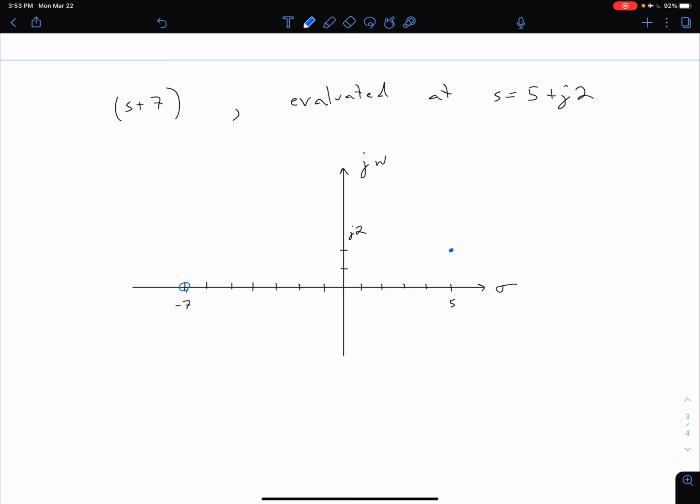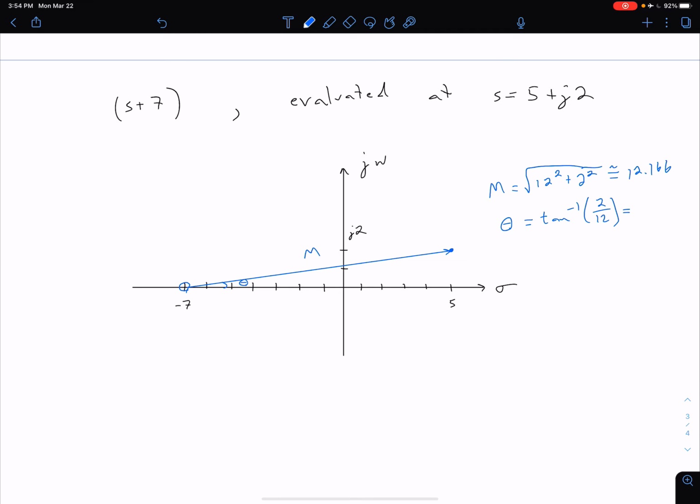And so what we're saying is that this complex number, s plus a, can be represented by a vector that's drawn from the zero to the point where we're evaluating, something that looks like this. Of course this is going to have some magnitude m and some angle theta. In this case, we would calculate our magnitude m as the square root of 12 squared plus 2 squared. The 5 plus 7 gives us the 12, and the 2 is the change in height. We get that that's about 12.166. Then our theta is the inverse tangent of 2 over 12, and that gives us about 9.462 degrees. Again, we'll come back to why that is relevant and useful in a later unit.